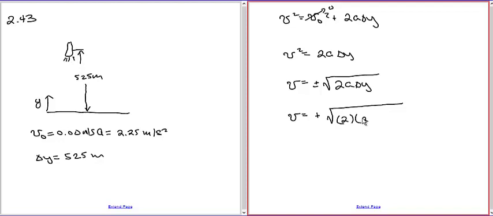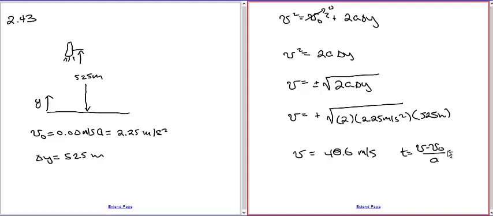And that's positive 2.25 meters per second squared times delta y, which is positive 525 meters. And if you plug that in, you get 48.6 meters per second. And you could calculate the time. That would be v minus v0 over a. It's a second equation, solve for time. Didn't ask you for it, but just if you're interested, it takes 4.9 seconds to do that.